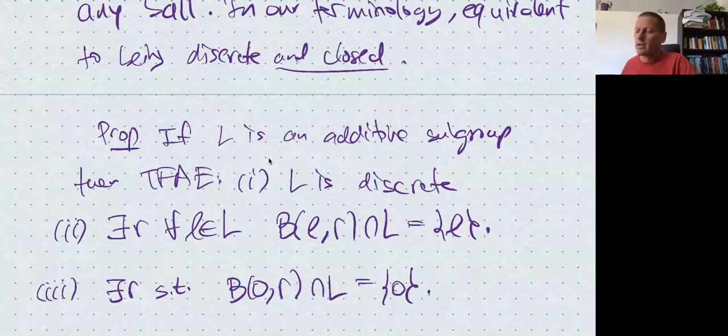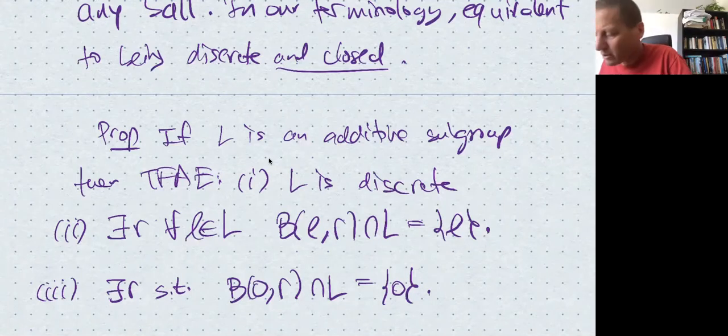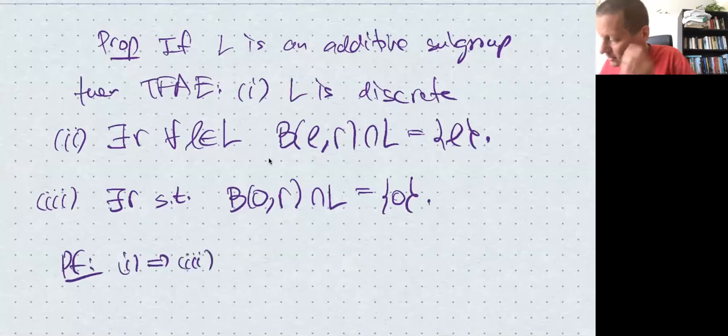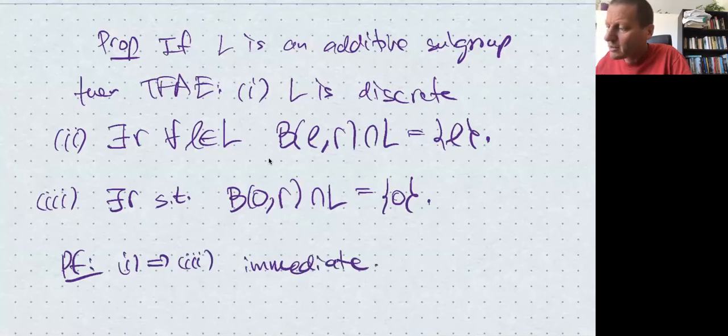So in a group, the idea here is that every point looks exactly the same as every other point. If you're interested in things which are invariant under group operations, and we'll be taking the metric to be invariant in group addition, then this will follow. So proof: 1 implies 3. This is immediate. This is the definition of discreteness. Discreteness says that at every point, at every L, you can do something like this. In particular, you can do it at the point 0.